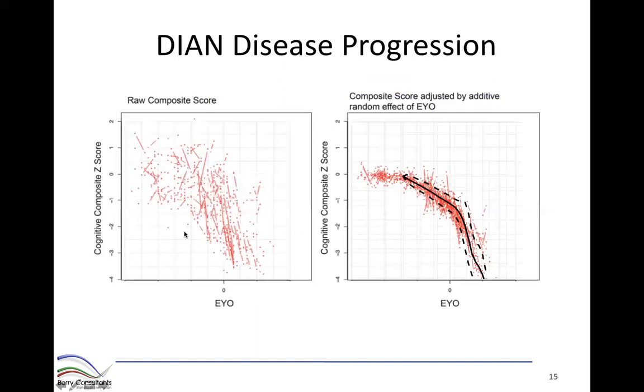So here again is our natural history data. And on the right, I have plotted the same data where I've subtracted the random effects both in the y space and the x space.